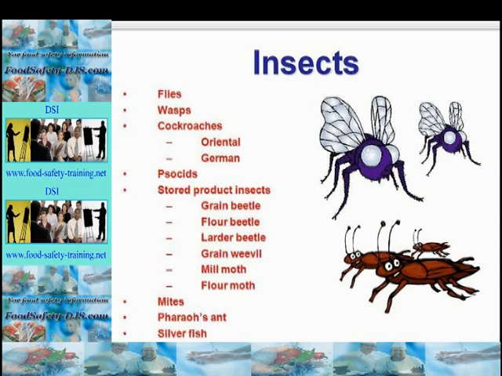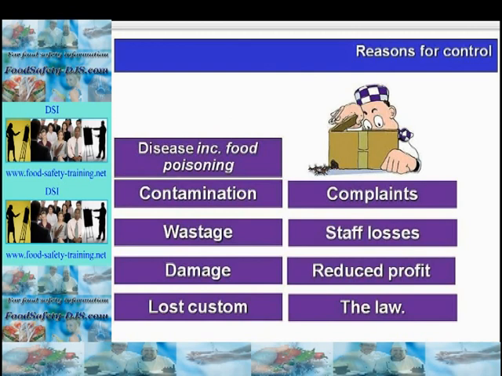Why do we need to control pests? Well, firstly, to prevent disease. Rodents, for example, carry such diseases as salmonella, typhoid, E. coli 0157, leptospirosis or Weil's disease, which is carried in the rat's urine, cholera, and trichinella, and other parasites. With insects, they carry such things as salmonella, E. coli 0157, and dysentery. To prevent contamination, both bacterial and physical.